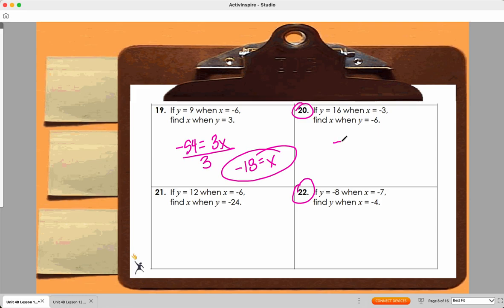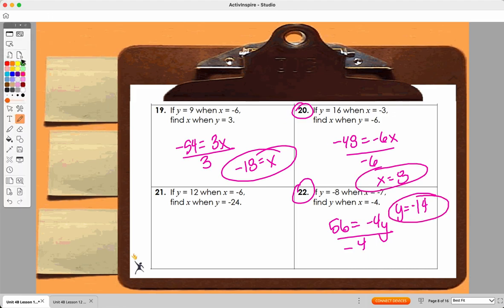So to start this one out, you have negative 48 is equal to negative 6x. And you found out when you divided both by negative 6, x was equal to 8. Here, 56 is equal to negative 4y. Divide both by negative 4. You get y was equal to, well, negative 14.